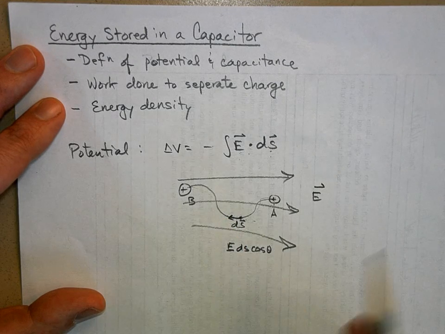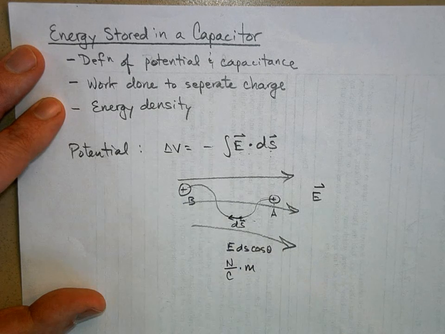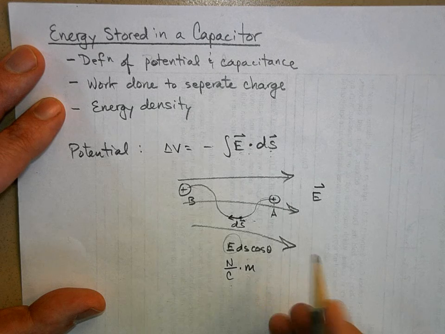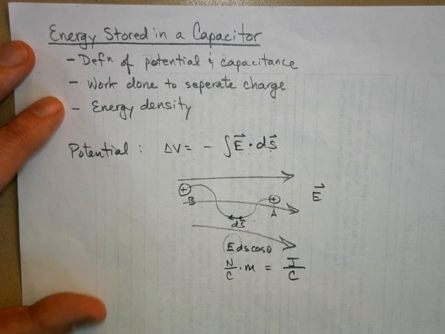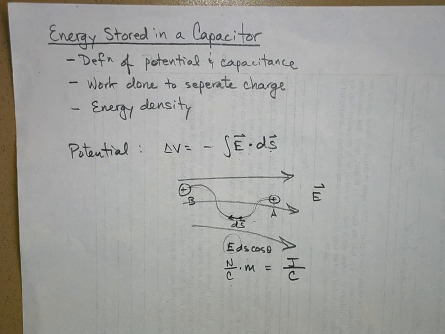Now, what are the units here? This is newtons per coulomb times meters. Newtons per coulomb is the electric field. Meters is my displacement. That's a joule per coulomb. And of course, a joule per coulomb is a volt. So we're gaining voltage as we move against that electric field.